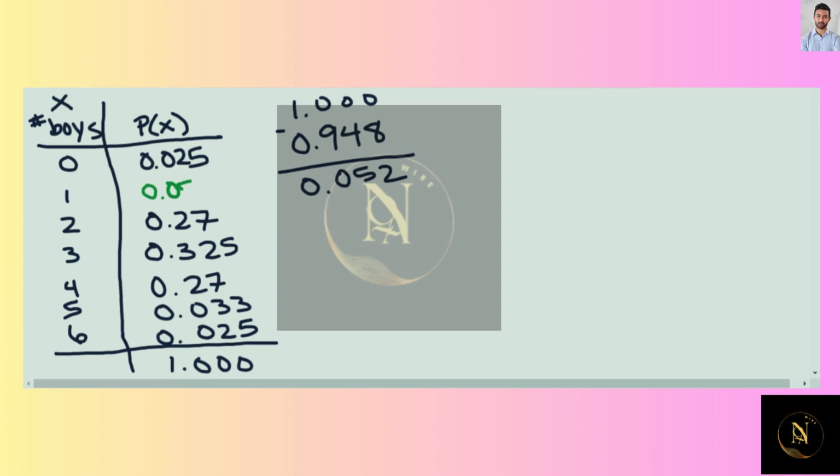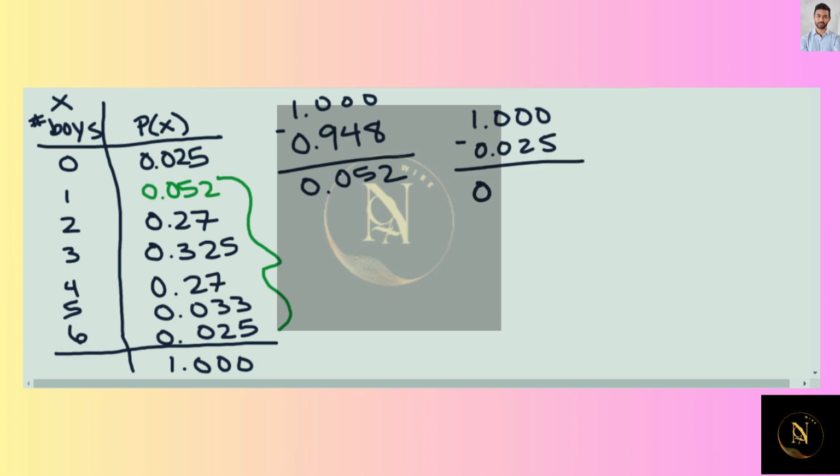Now, that might be it, but the question says the probability of having at least one boy. So at least one boy means that it would be anywhere between here and here. So in that situation, given that we already know there's a 5.2% chance of having one boy, having at least one boy would be saying I want all of these together, and that's really the same thing as saying, all right, if I take the 100% and I subtract having no boys, that's that 2.5% that we talked about from the beginning.